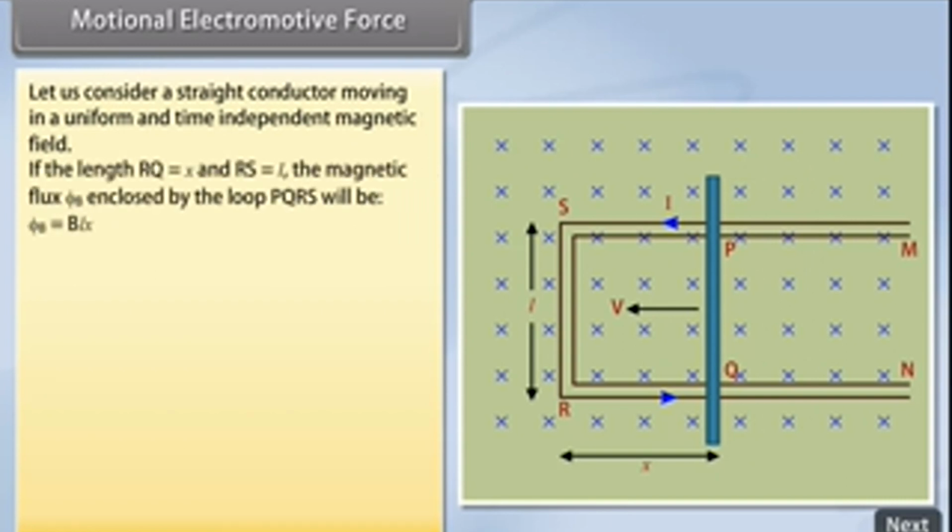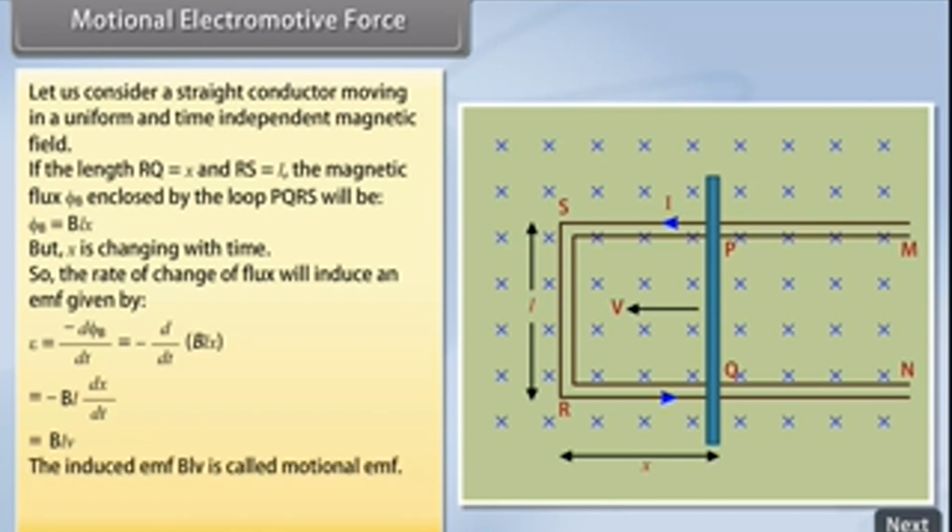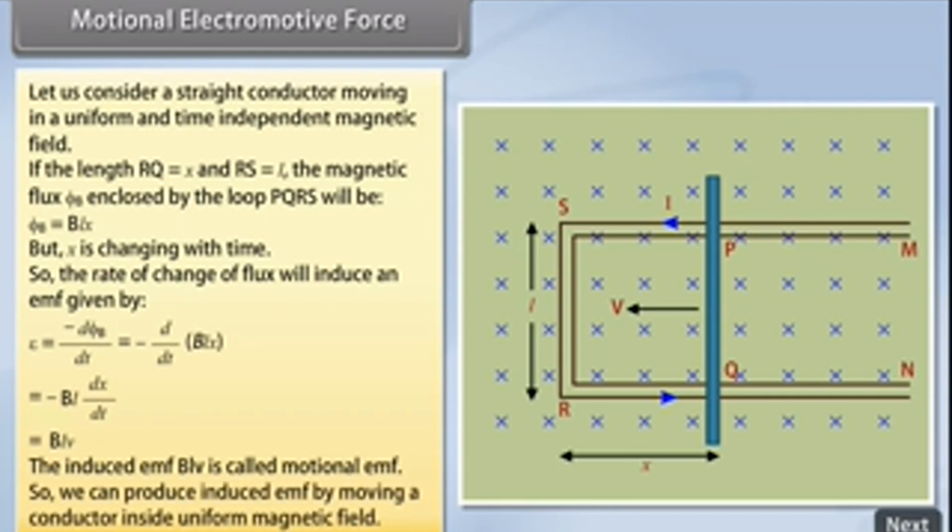If the length RQ is x and RS is L, the magnetic flux phi B enclosed by the loop PQRS is equal to BLx. But x is changing with time. So the rate of change of flux will induce an EMF given by minus d by dt of BLx, which is equal to BLv. The induced EMF BLv is called motional EMF. So we can produce induced EMF by moving a conductor inside a uniform magnetic field.